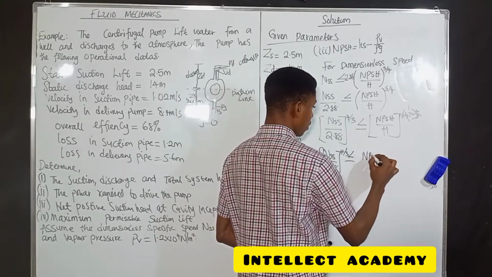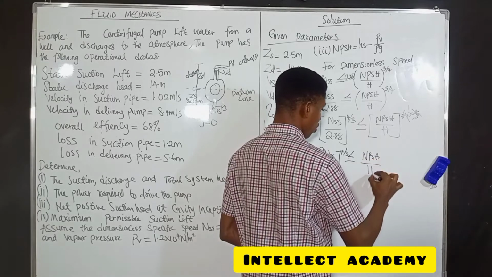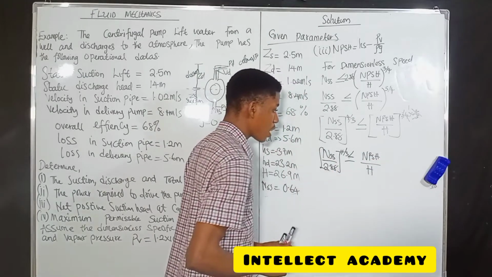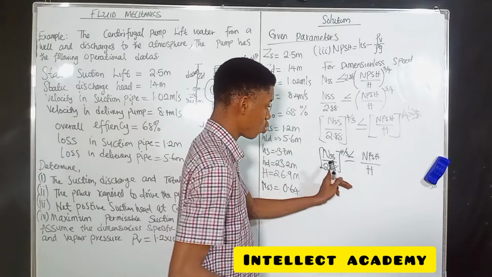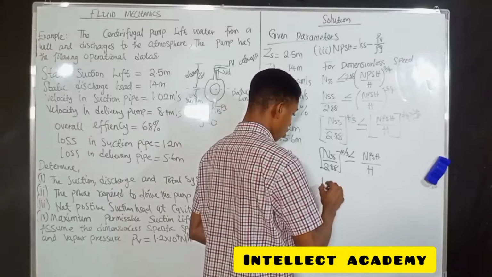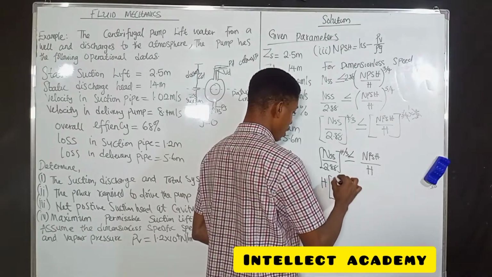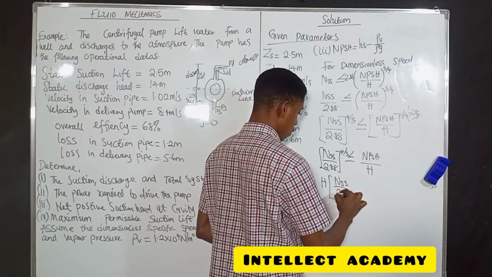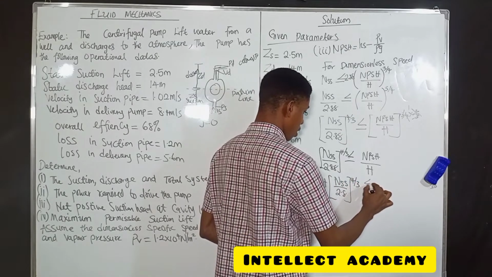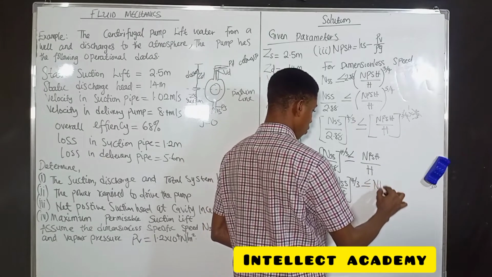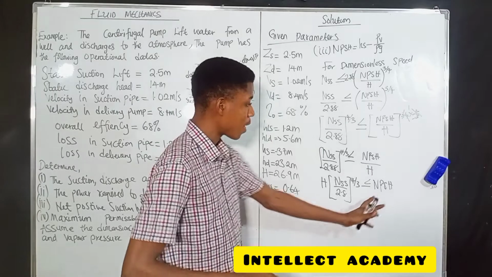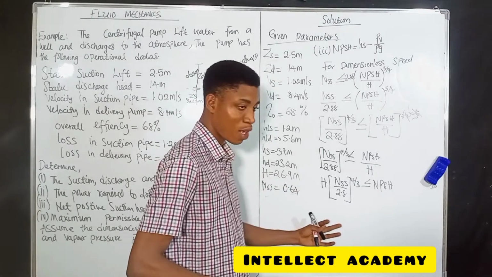Now what we'll do next is to cross multiply, moving this H to the left hand side. So we have H multiplied by NSS over 2.88 raised to the power 4 over 3, less than or equal to NPSH. What we'll do now is to rewrite this, bringing our NPSH to the other side.